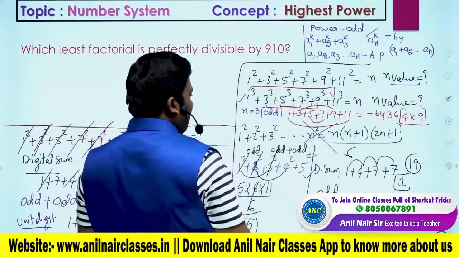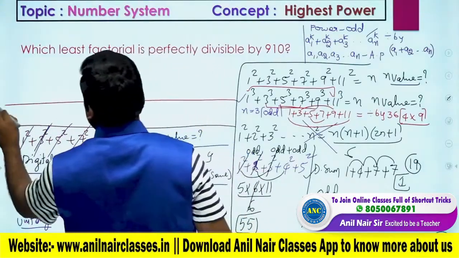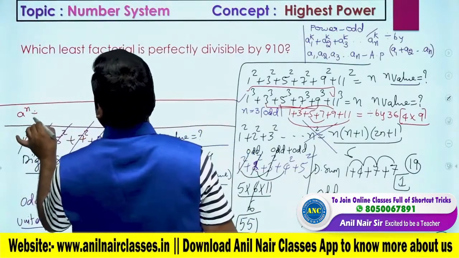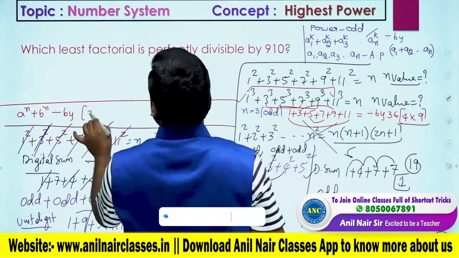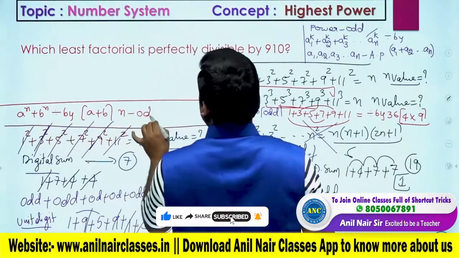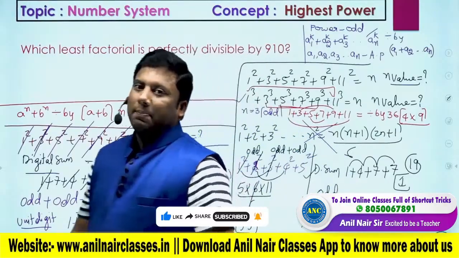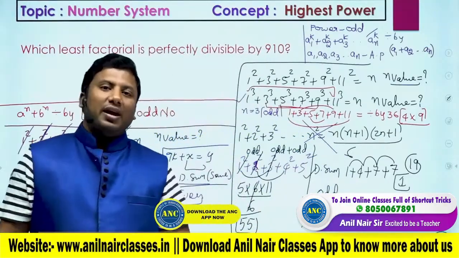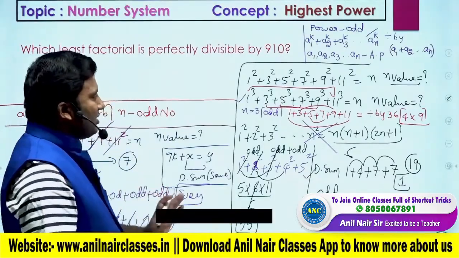First and last. A power n plus b power n. I will write down that concept here. A power n plus b power n is always divisible by a plus b if n is an odd number. A cube plus b cube is a plus b into a square minus ab plus b square. I hope the idea is crystal clear.